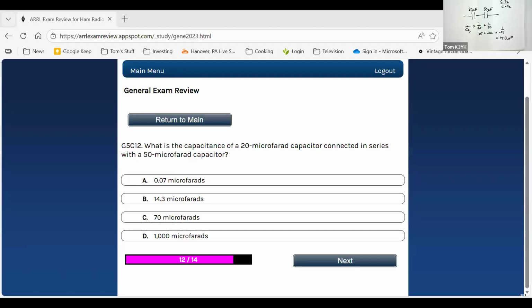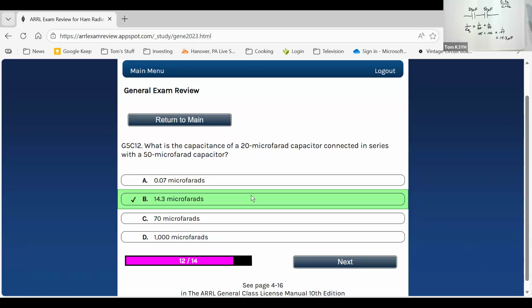Should we see it? There we go. Got it. Okay, so the calculated answer was 14.3 microfarads. And again, when you're looking at this, you say, okay, 20 microfarad, 50 microfarad, all the answers are in microfarads, so I'm good. I don't have to do a bunch of conversions to picofarads or something like that.